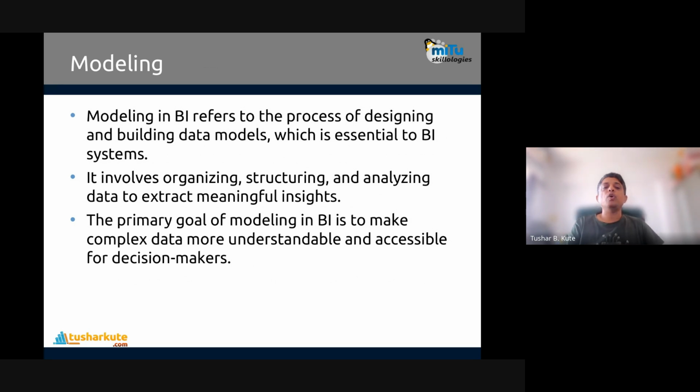The primary goal of modeling in BI is to make complex data more understandable and accessible for decision makers. Whatever complexity the data has or is involved with, that complexity can be reduced, probably removed, and then the data made usable in any appropriate situation.